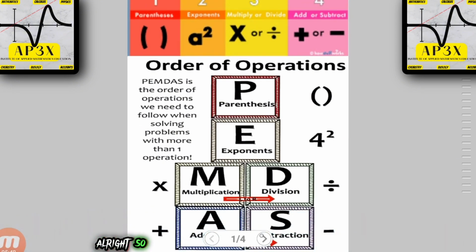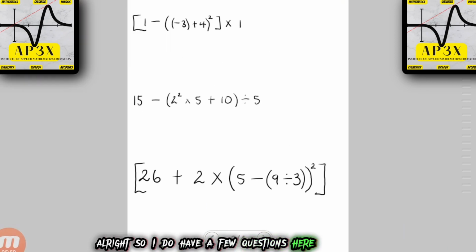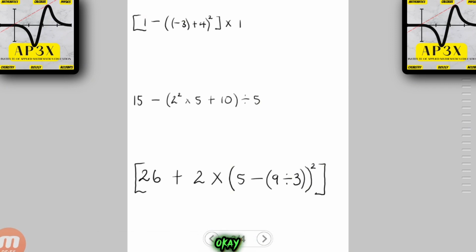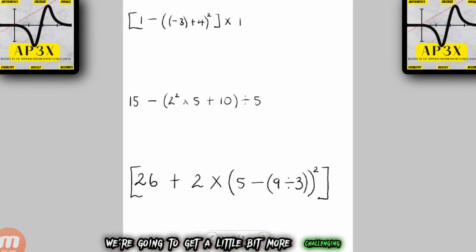All right, so I do have a few questions here for you, to which we are going to be applying these principles. Okay, so as the questions go further, we're going to get a little bit more challenging.